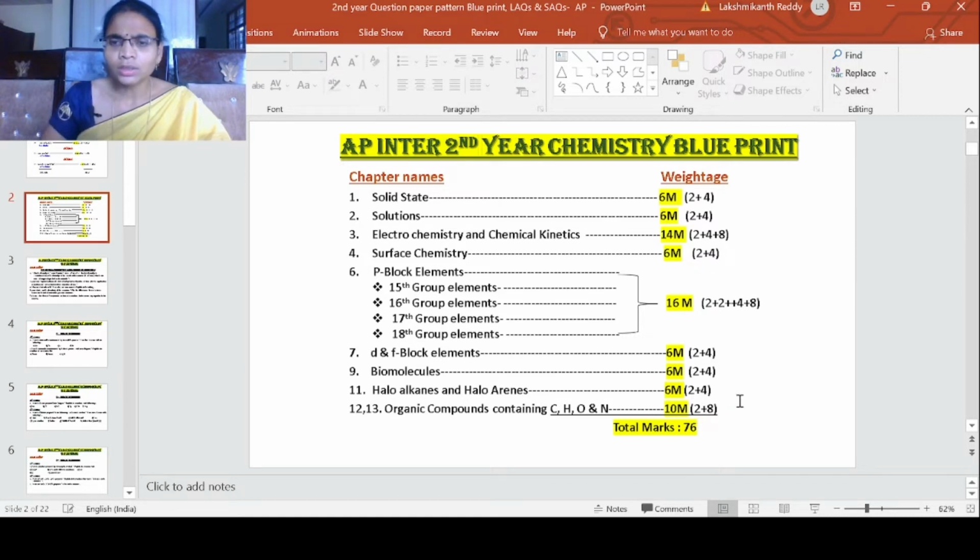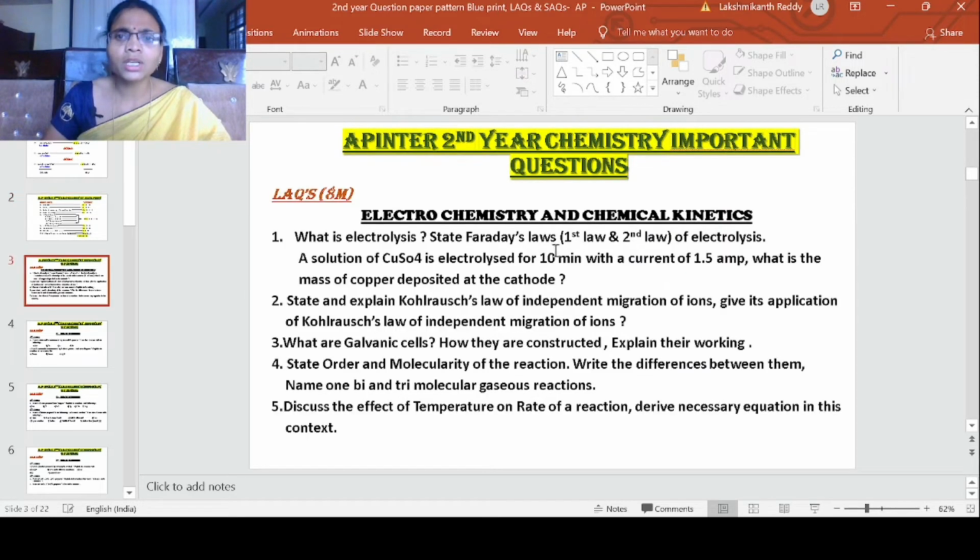Okay. So, the next, LAQs. For LAQs, we need to concentrate on electrochemistry, chemical kinetics and P block elements. Next, organic chemistry. Let's see LAQs from these chapters. Electrochemistry and chemical kinetics. First question, what is electrolysis? Explain and state Faraday's laws. This is a Faraday's first law problem. A solution of copper sulfate is electrolyzed for 10 minutes with current 1.5 amperes.